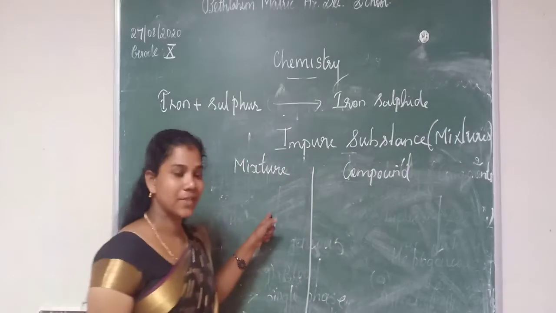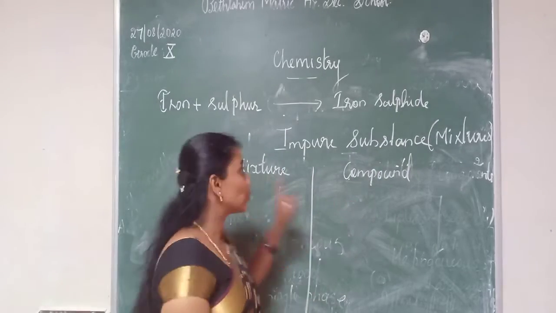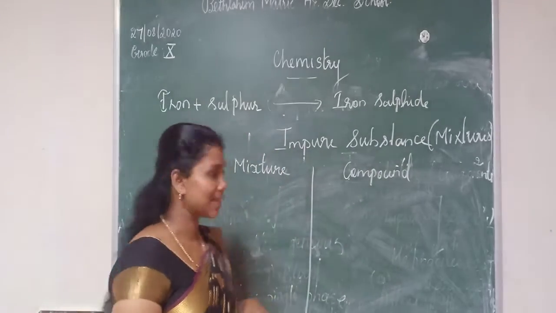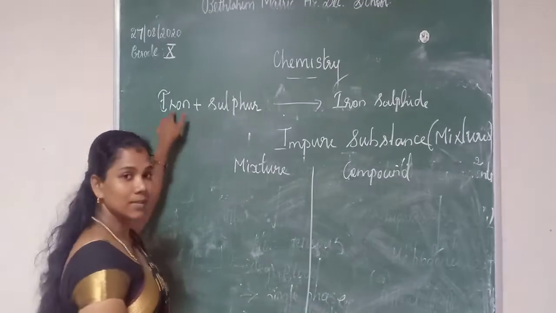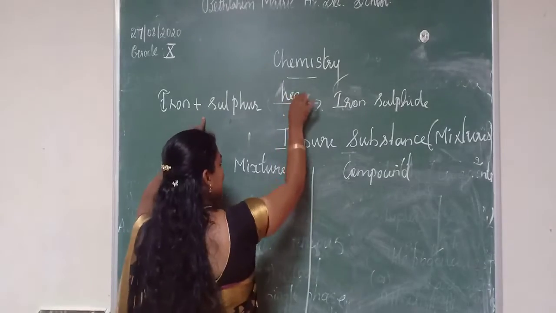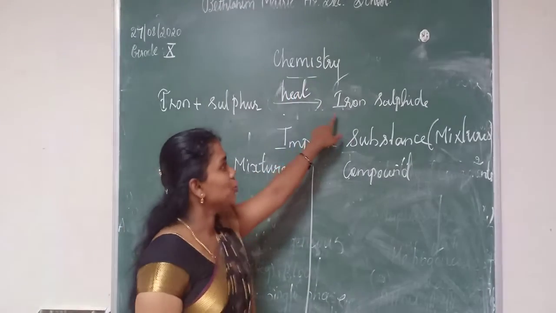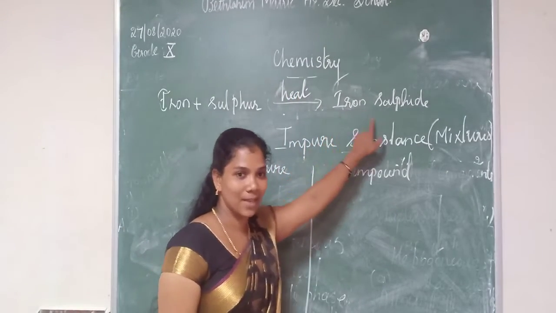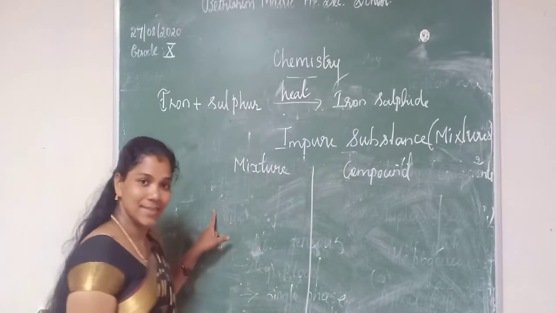Students, we are going to differentiate mixture and compound through this example, so you will understand better. First, iron combines with sulfur chemically. That is, if we heat these two, we will get a new compound called iron sulfate.